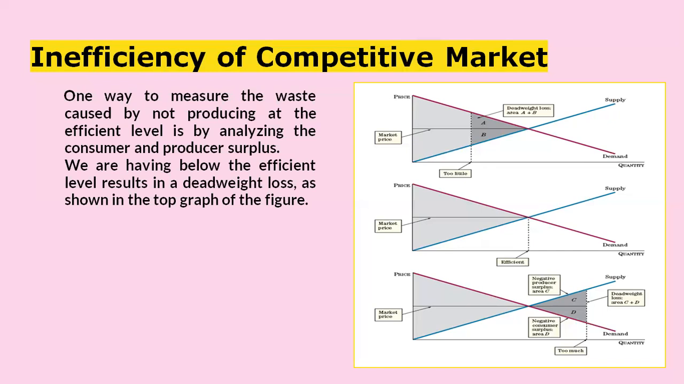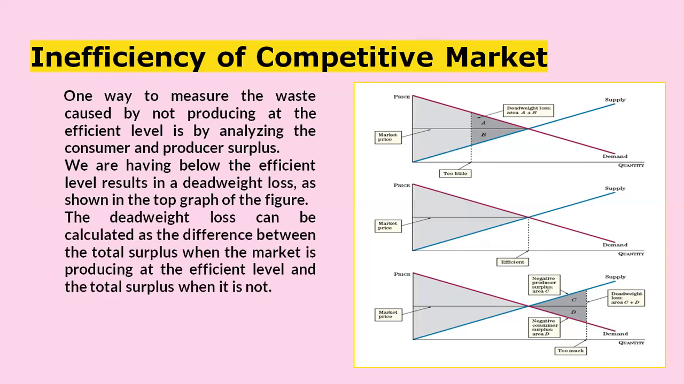Producing below the efficient level results in a deadweight loss, as shown in the top graph of the figure. The deadweight loss can be calculated as the difference between the total surplus when the market is producing at the efficient level and the total surplus when it is not.